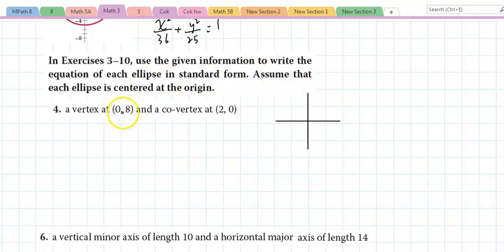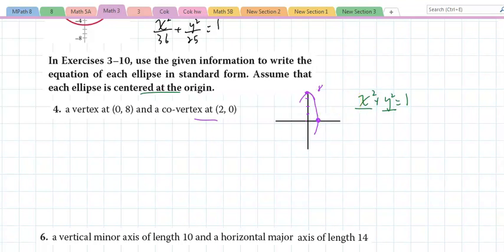Okay, so center at the origin, automatically I have x squared plus y squared equals 1. The question is, what's going to go underneath x? What's going to go underneath y? It says vertex at 0, 8. So let's say this is 2, 4, 6, 8. That's a vertex, right? And a co-vertex at 2, 0. So the graph looks something like this.